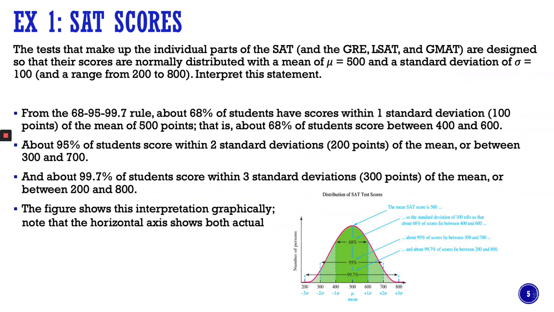Note that the horizontal axis shows both actual scores and the distance from the mean in standard deviations. So you can see the actual scores here, and you can also see how many standard deviations it is.